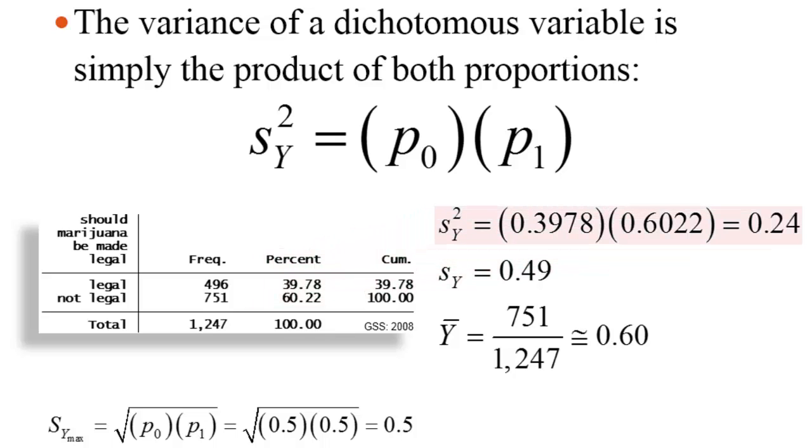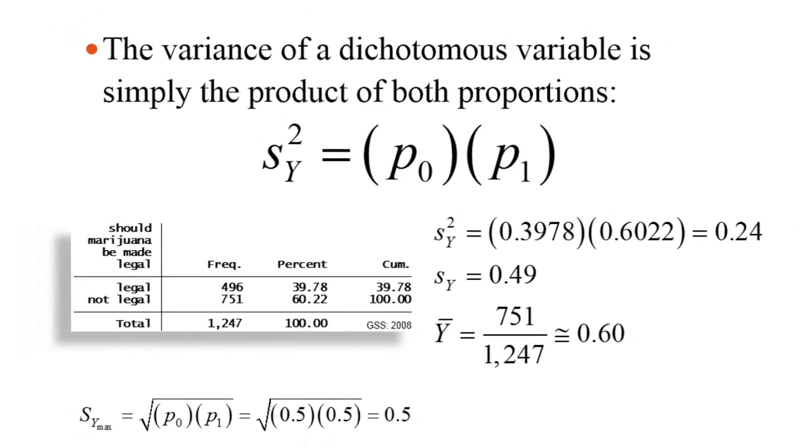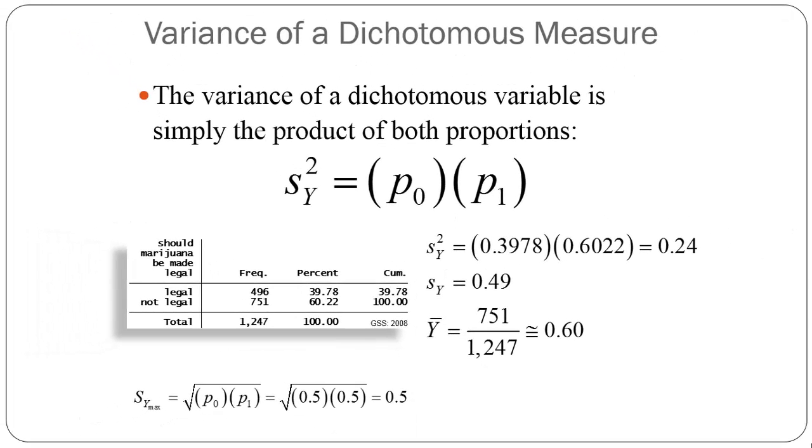We express these as proportions, 0.3978 and 0.6022. We multiply the two proportions together and get a variance of 0.24. Returning it to its original metric, the 0,1 metric, we take the square root and get a standard deviation of 0.49. Now, we have to compare this to maximum variability. When we only have two categories, legal and not legal, the most variability we can have is 0.5, a 50-50 split. And we're observing very close to that, this 0.49.